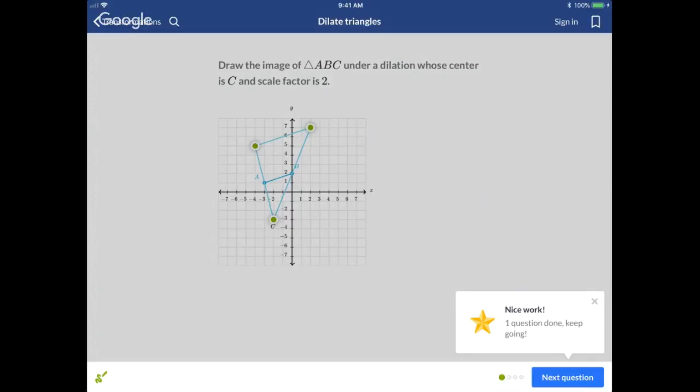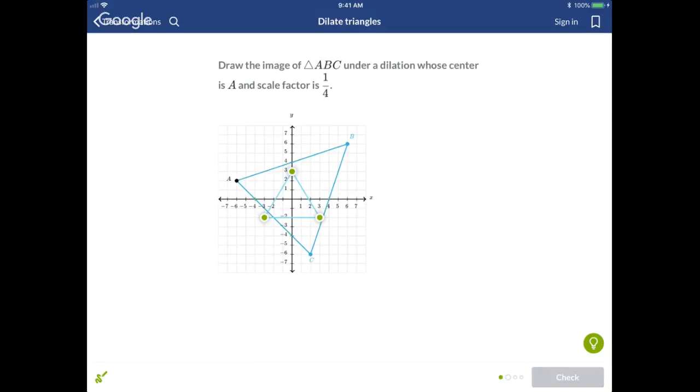Sweet. I'll probably do one more of these, and then we'll be done. So here's a bigger triangle, triangle ABC, and we're going to dilate about center A. So again, A will stay at the center. And then we want to make it 1/4 as large. So all of the points will shrink towards point A by a factor of 1/4. So here's the original triangle ABC.